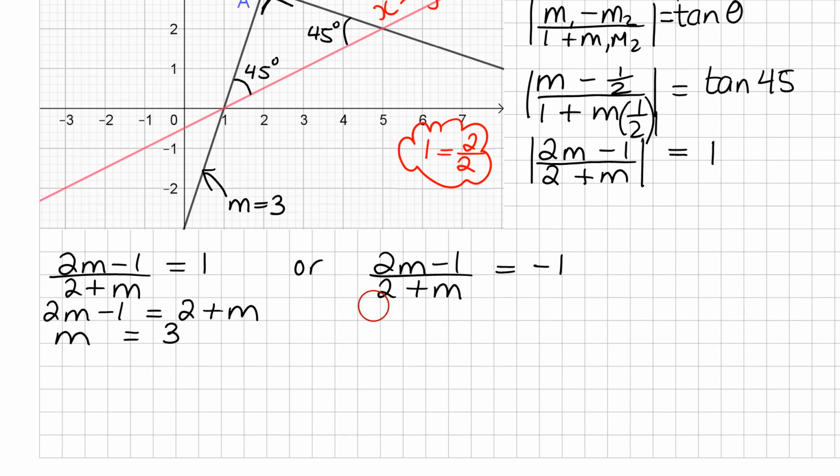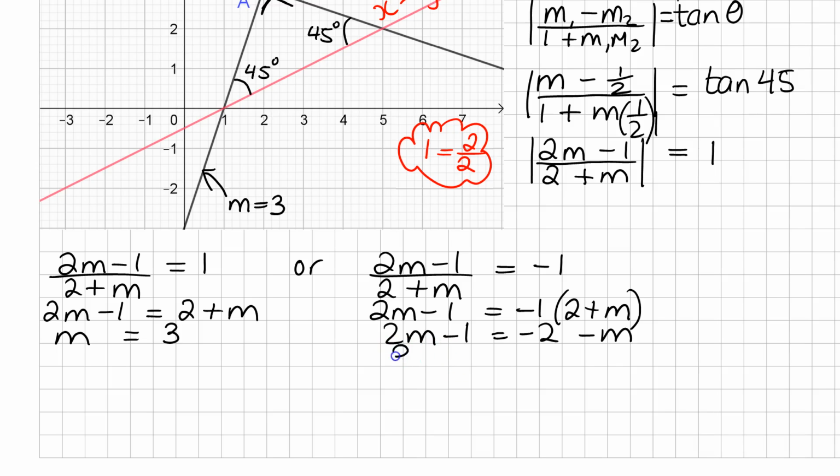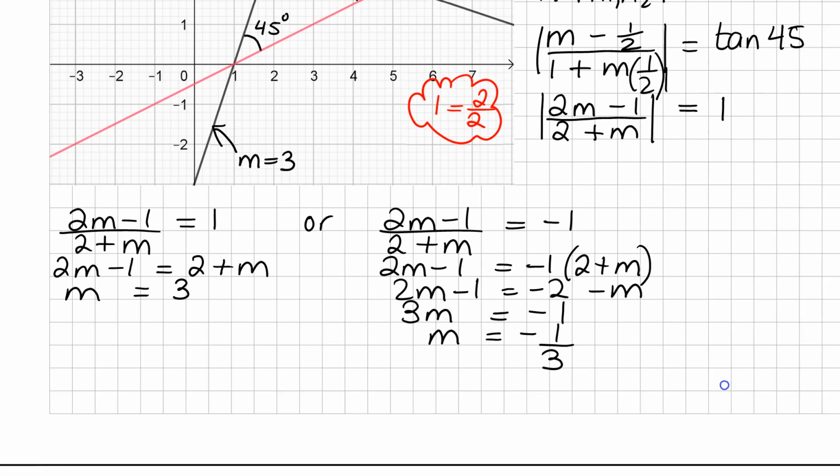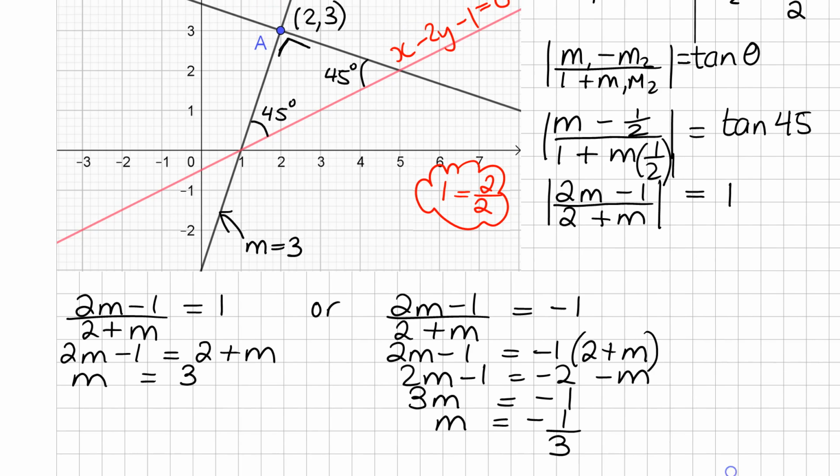Okay, so I'm going to get that 2m minus 1 equals minus 1 times 2 plus m. So I'm going to get 2m minus 1 equals minus 2 minus m. So bringing my m over, I get 3m. Bringing my minus 1 over and it becomes a plus 1, I get minus 1. So m is equal to minus 1/3, as we were expecting. Now, there are two slopes. So this one here is our negative one. Okay, so this is m of minus 1/3.